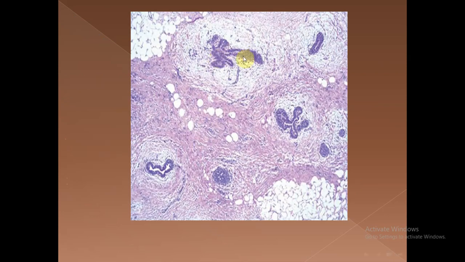Here we have a microscopic picture of gynecomastia. We have a proliferation of the lining epithelium of these ducts, and we have predominance of the stroma. So we have proliferation of the epithelium and stromal proliferation. This is gynecomastia. Thank you.